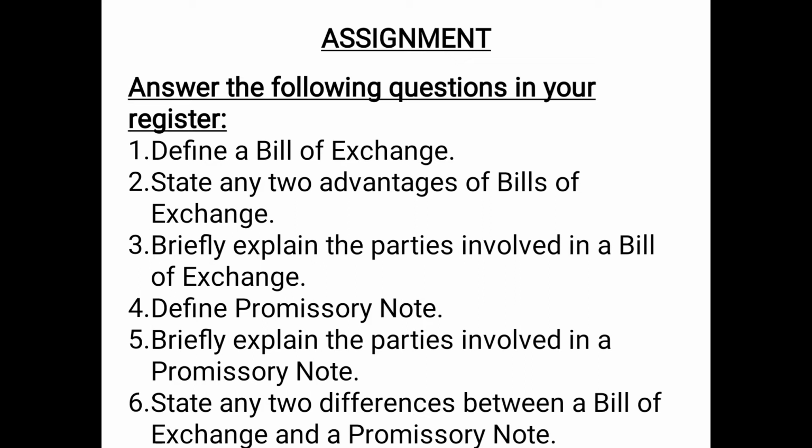Then another difference can be, bill of exchange is honored or is paid by the acceptor of the bill, whereas promissory note is paid by the maker of the note. Then another difference we have discussed, bill of exchange requires the acceptance of the drawee, whereas promissory note is a promise and therefore it doesn't require any acceptance. So you can write any 2 points, whichever you feel is easy.